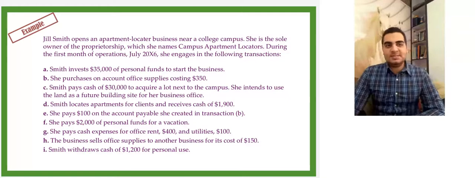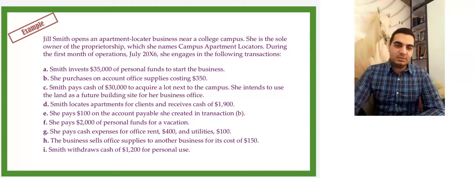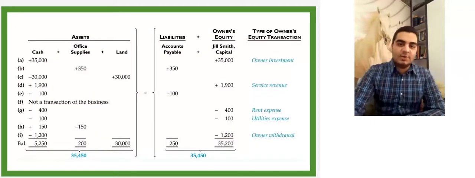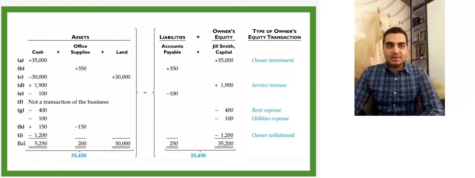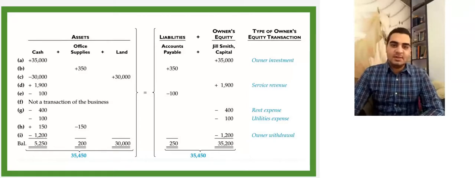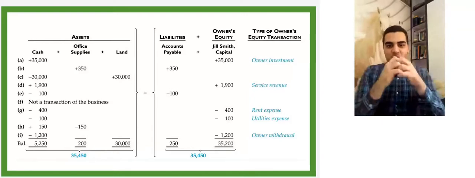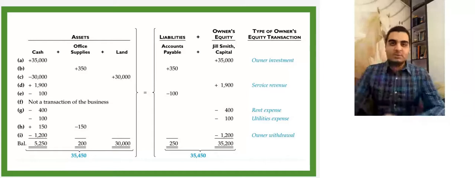And finally, Smith withdraws cash of $1,200 for personal use. It's a withdrawal. So our cash decreases $1,200, and obviously, because it's a withdrawal, our capital decreases by the same amount. And then we're going to calculate the balance amount. It is $35,450 for our assets, and the same amount for our liabilities and owner's equity. In other words, we have been true to our transactions.